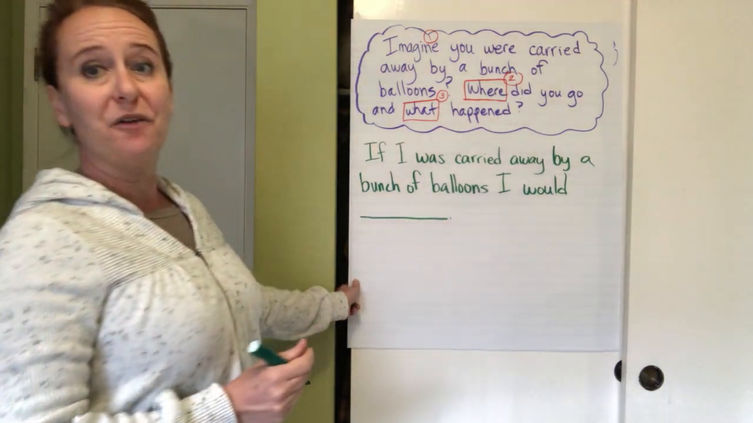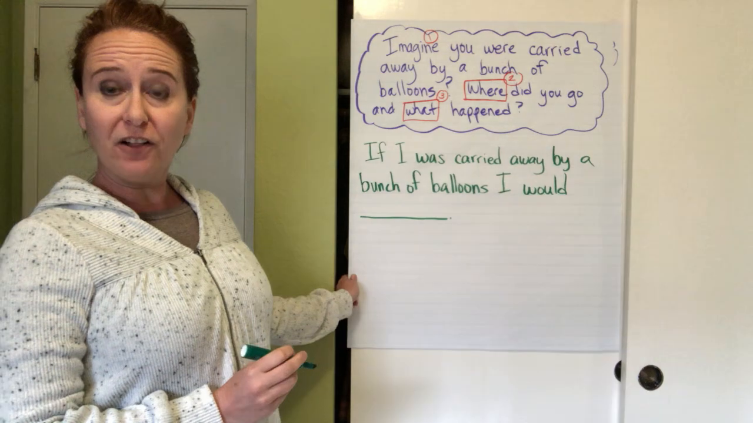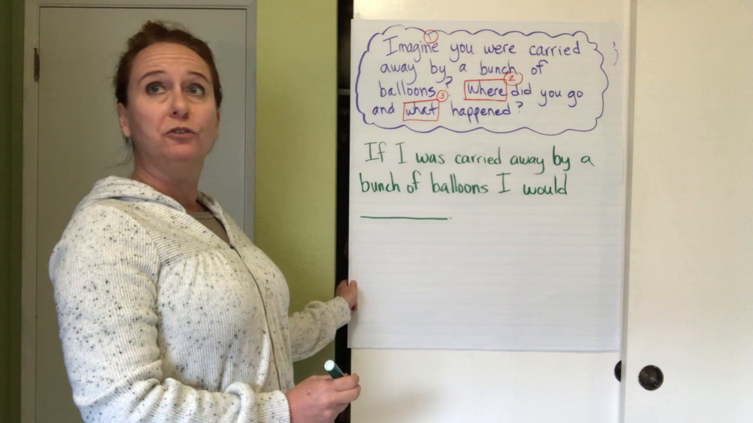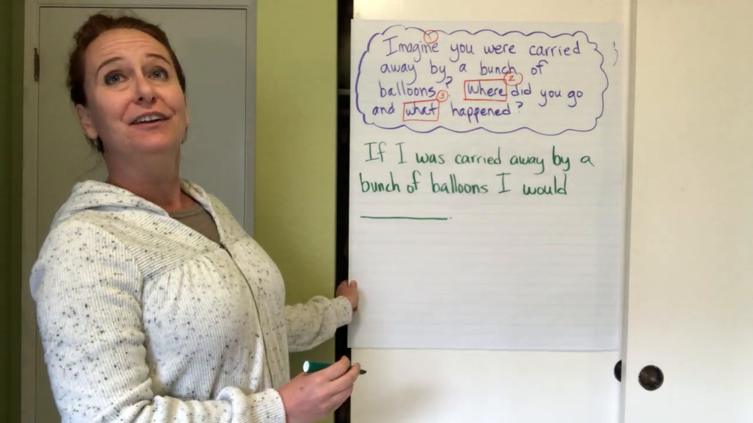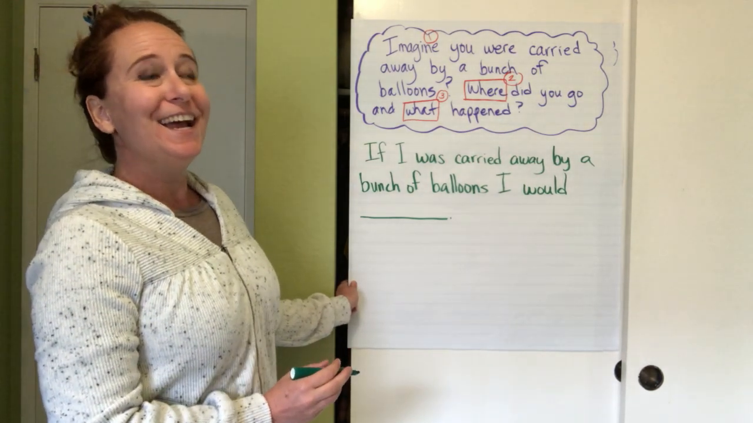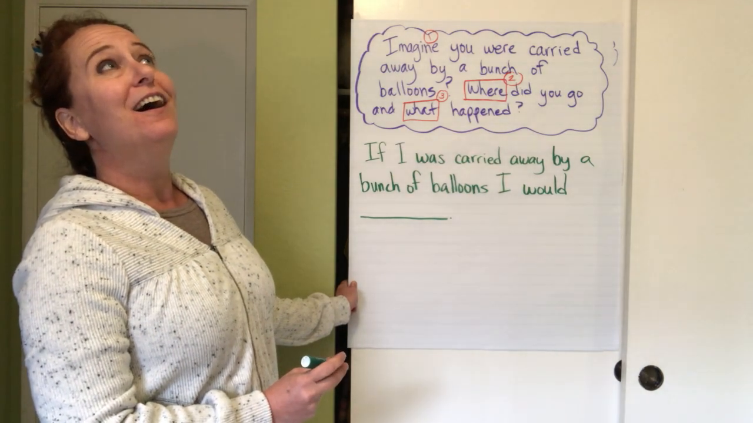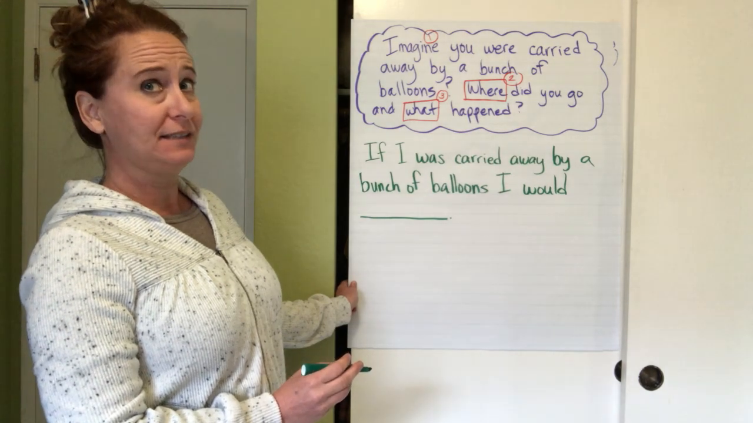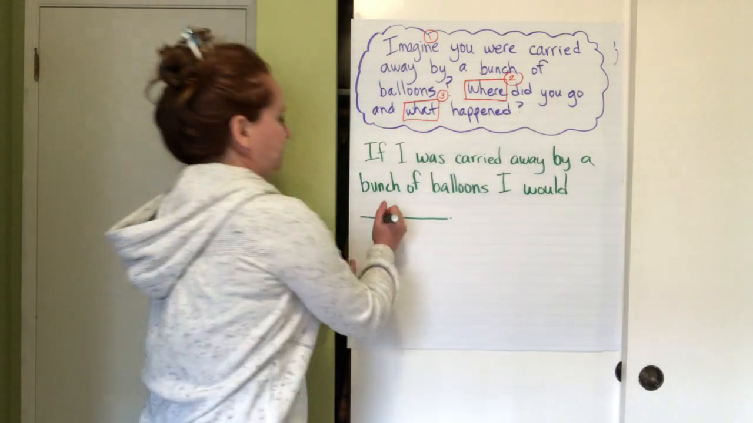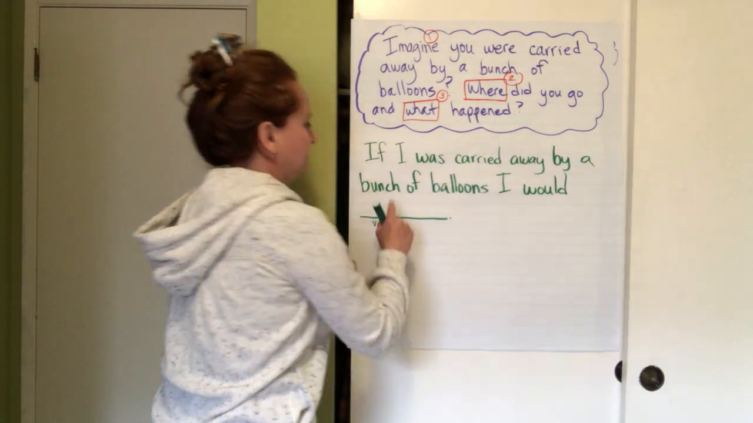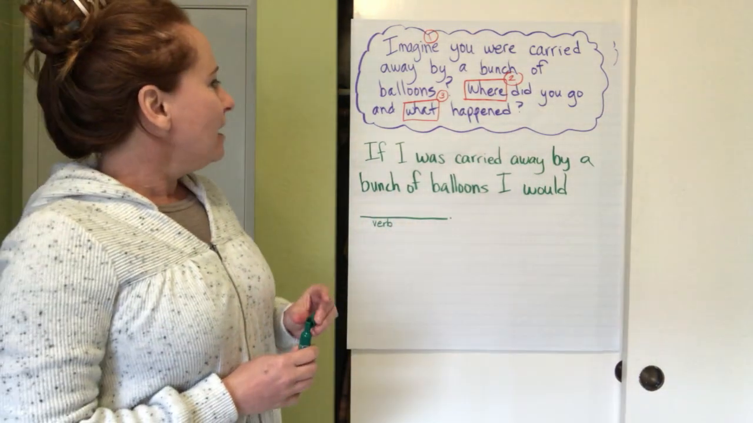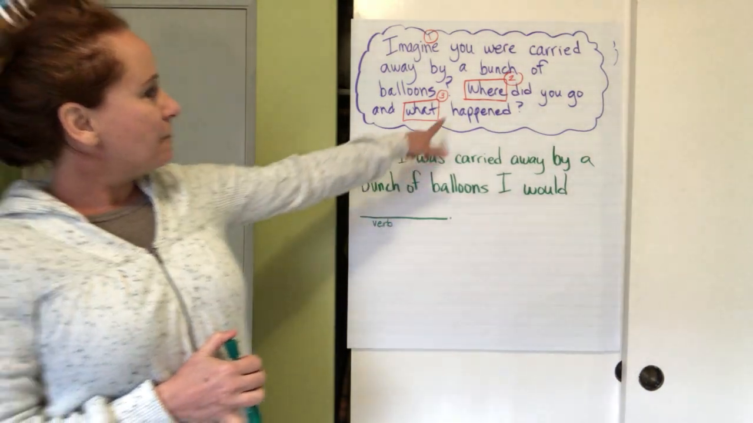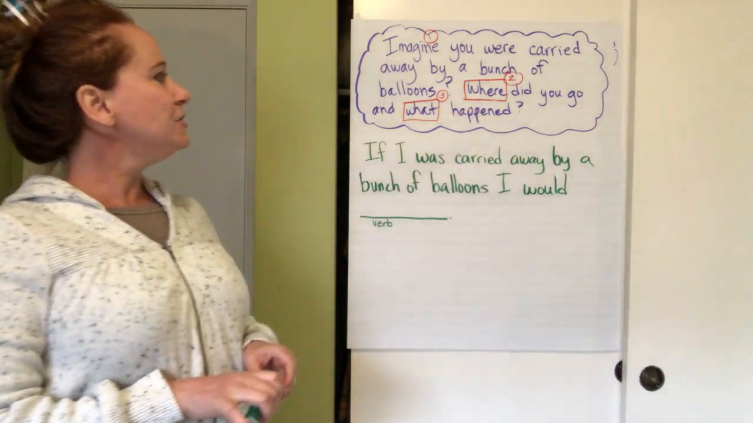blank. I would scream, I would yell, I would laugh. Some kind of action verb there. I would cry. I would wonder what was happening. So you can put a verb in there. If I was carried away by a bunch of balloons, I would blank. Okay, part two. Where did you go?